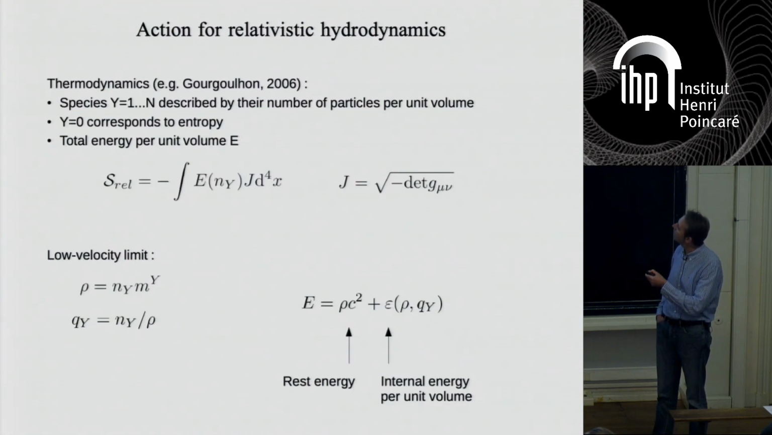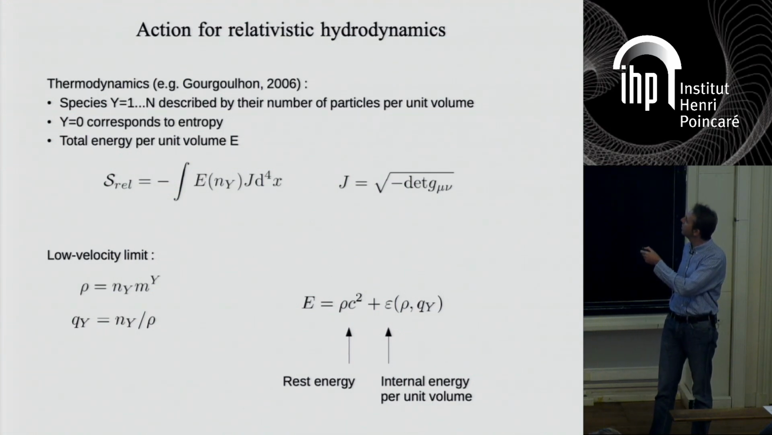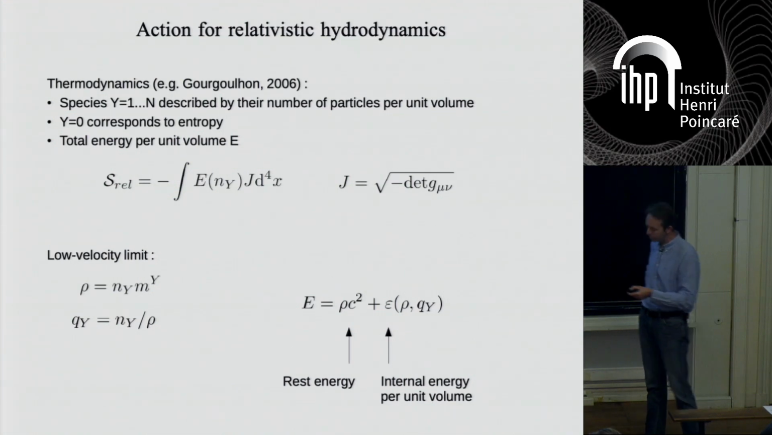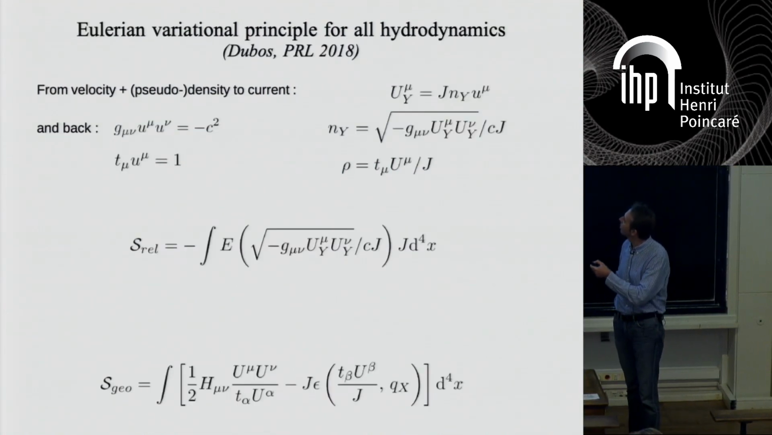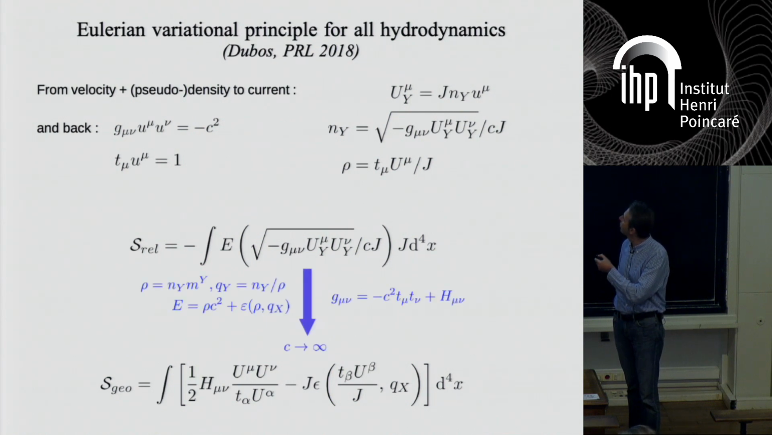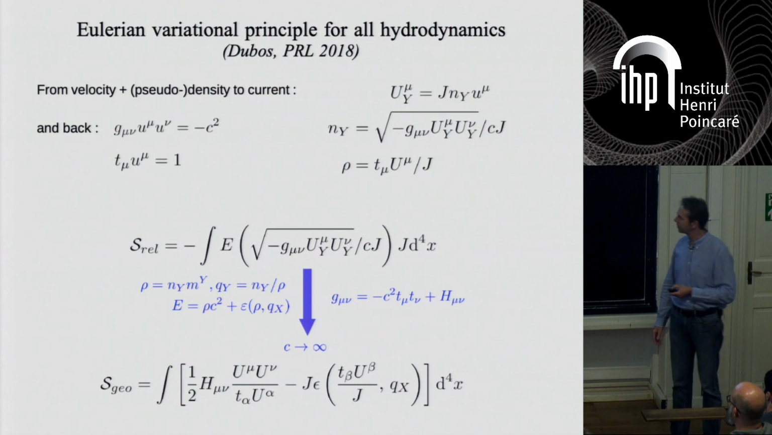So in the relativistic case, the action is just the integral of the energy, if you want to connect to the slow velocity limit. This is Einstein, E equals mc squared. So the first term is the rest energy. The second term will be the internal energy per unit volume. And then when you work out everything, you can find that the relativistic action, as you let the speed of light go to infinity, reduces to the geophysical action.